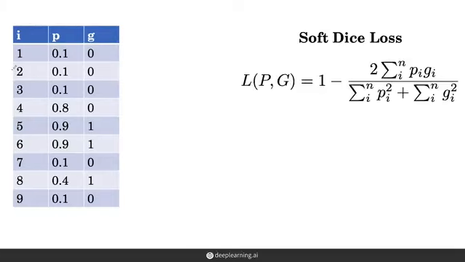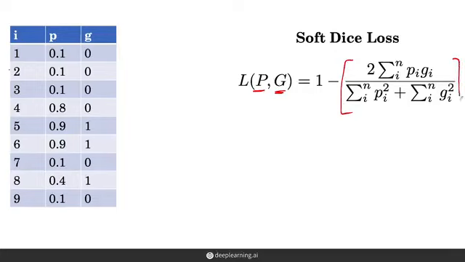The soft dice loss will measure the error between our prediction map P and our ground truth map G. This part of the loss over here measures the overlap between the predictions and the ground truth, and we want this fraction to be large. Here, when G over here is equal to 1, then we want P to be close to 1, so that this numerator term is large.